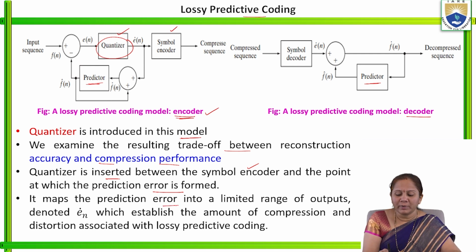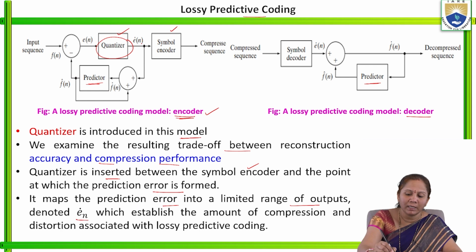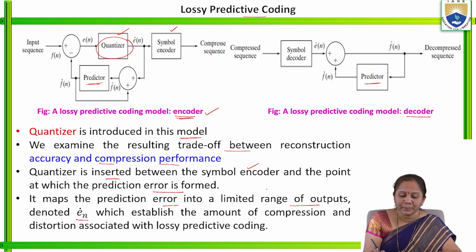It maps the prediction error into a limited range of outputs. The quantizer performs that operation, and its output is denoted as e-dot of n. Here we can observe there is a dot indicated on top of e of n. This establishes the amount of compression and distortion associated with the lossy predictive coding.